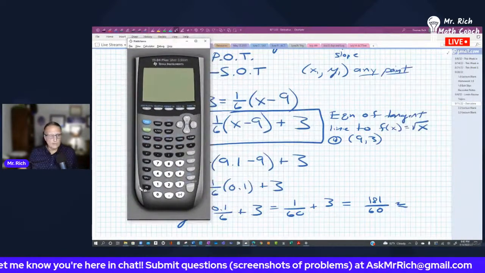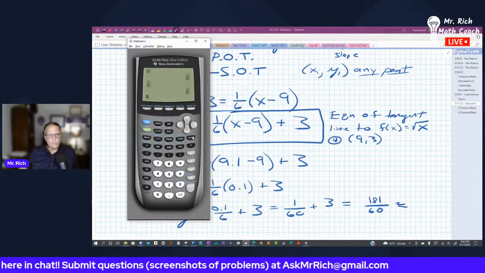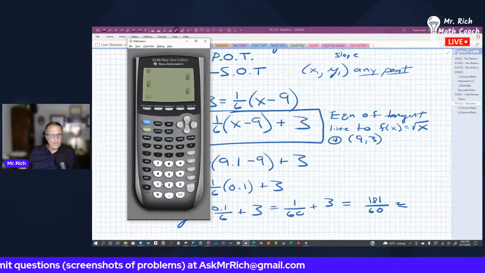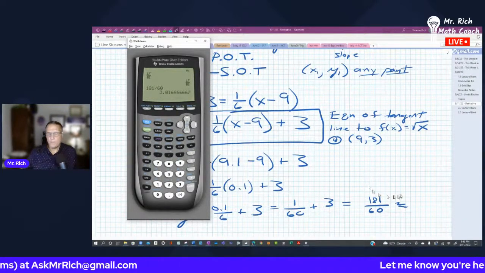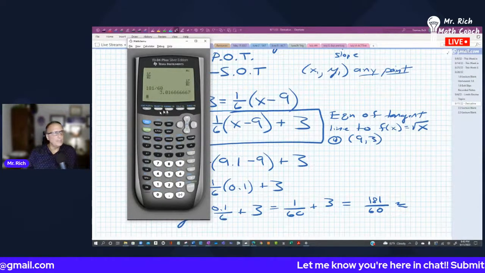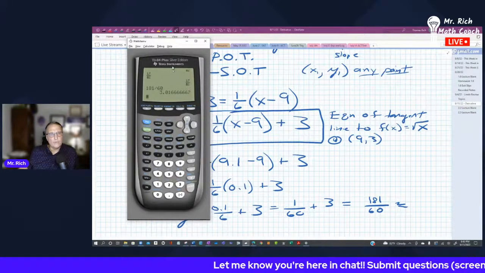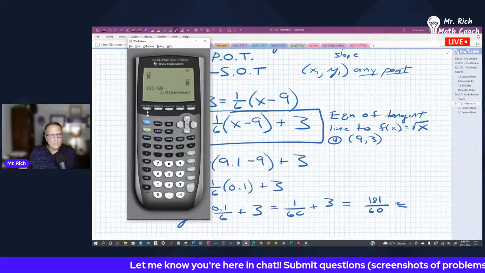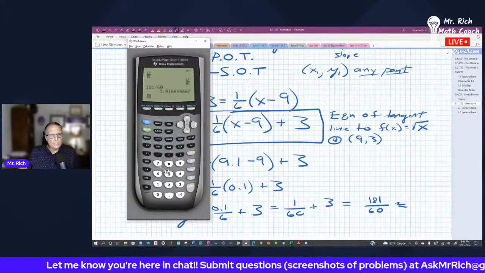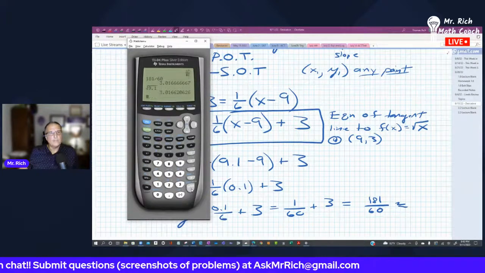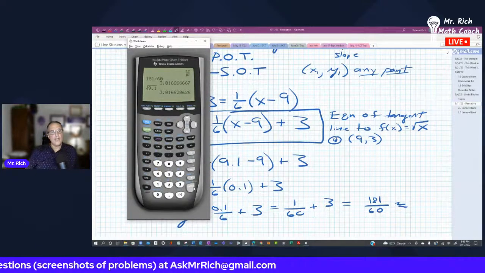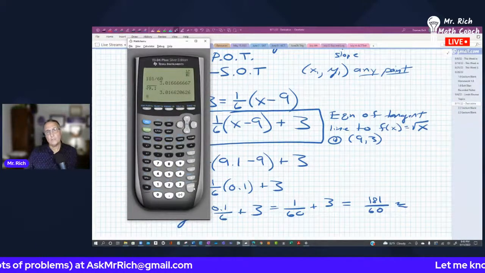According to the TI-84, 181 divided by 60 is about 3.01. You can see it there on the calculator, 3.01666. Now, let's take the square root as a decimal of 9.1 and see how close our estimate is. Pretty close. It's accurate out to 4 decimal places.